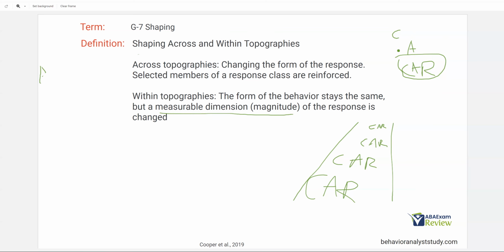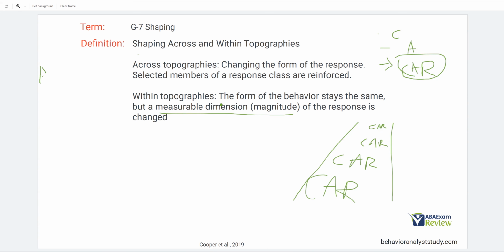Here, we're shaping across topographies. These are three different topographies until we get to our terminal. And now we're going to shape within that topography until we get to our terminal of magnitude. Another good example of within topographies is if you're playing a song on the piano. If you learn all the notes, you can play the song, and we might not want to change what notes you're playing, but maybe we want you to play some notes faster, some notes slower, and that would be within the topography.